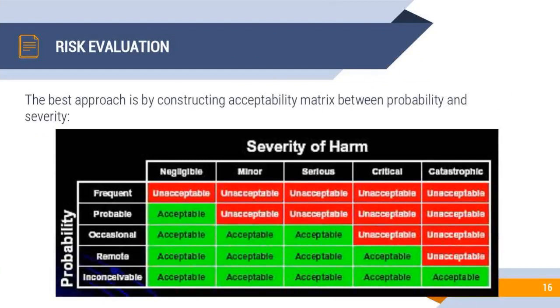In the next slide, I have put a diagram as one of the examples. If you have this matrix and would like to do a proper risk assessment, you need this diagram: severity of harm on the top and probability. So if, for example, I have a more frequent problem, even if it is negligible, then it is unacceptable. Why? Because it happens many times. So I have to keep an eye on it and take action.